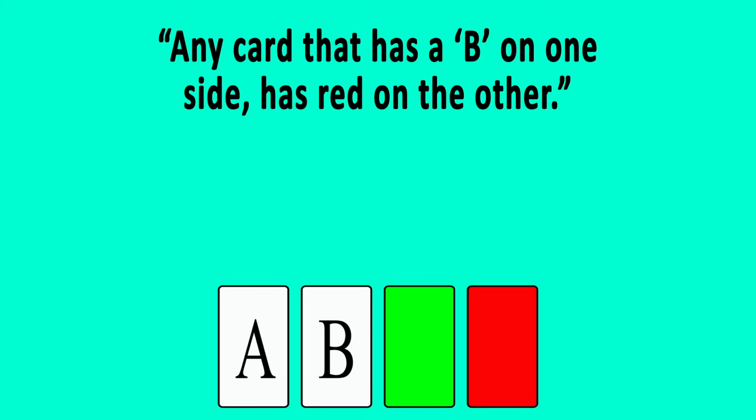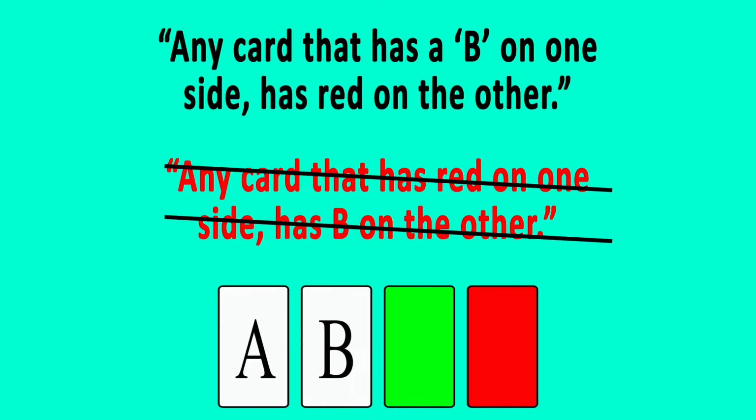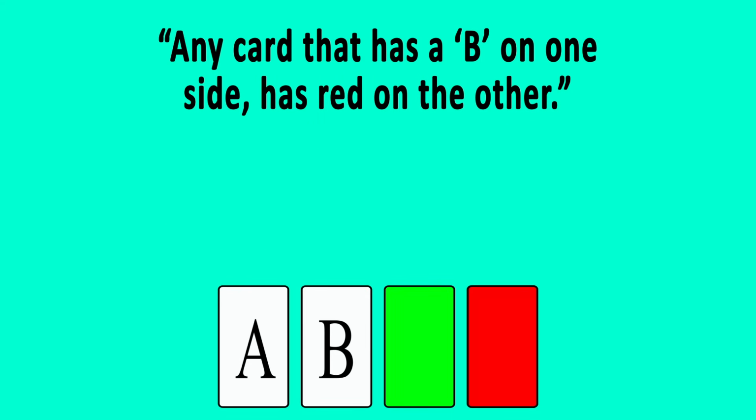Remember, I never claimed that every red card has a B on the other side, just that every B card has red on the other side. In the context of my rule, red is the output, not the input. So if you flip the red card and it turns out to have a letter A on the other side, you haven't proven anything, because I made no claim about red cards as an input, only as a consequence of the card B.